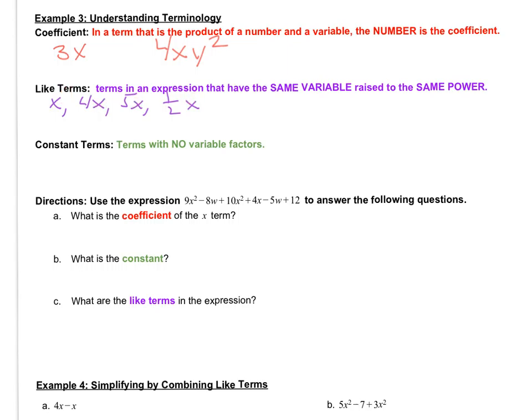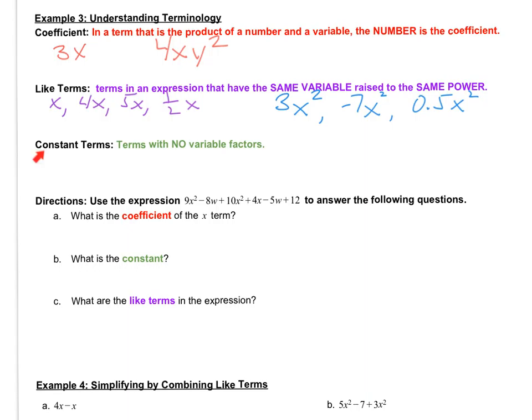Another example that we can use would be something like 3x to the second, negative 7x to the second, and maybe something like 0.5x to the second. These are all like terms because they all have the same variable, x's, and they're all raised to the same exponent. They're all raised to the power of 2.